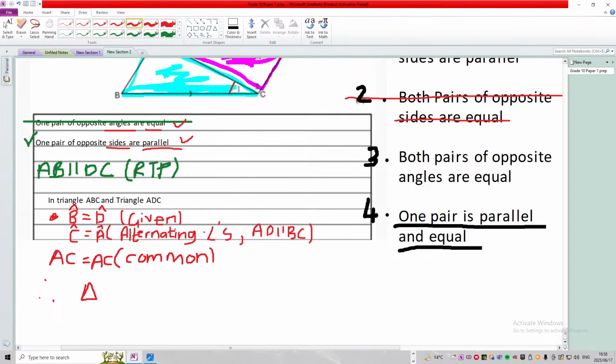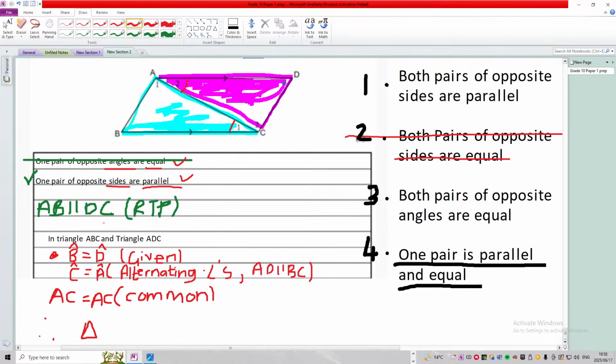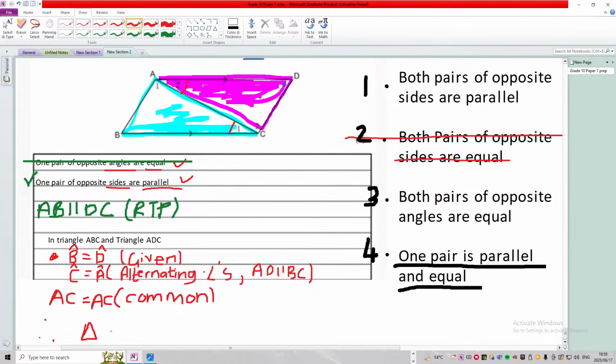Does it mean similarity does not apply in parallelograms? No. I don't want to say it doesn't apply, but for the most part you're not going to need to use similarity, because similarity won't help you to find that the angles are equal.